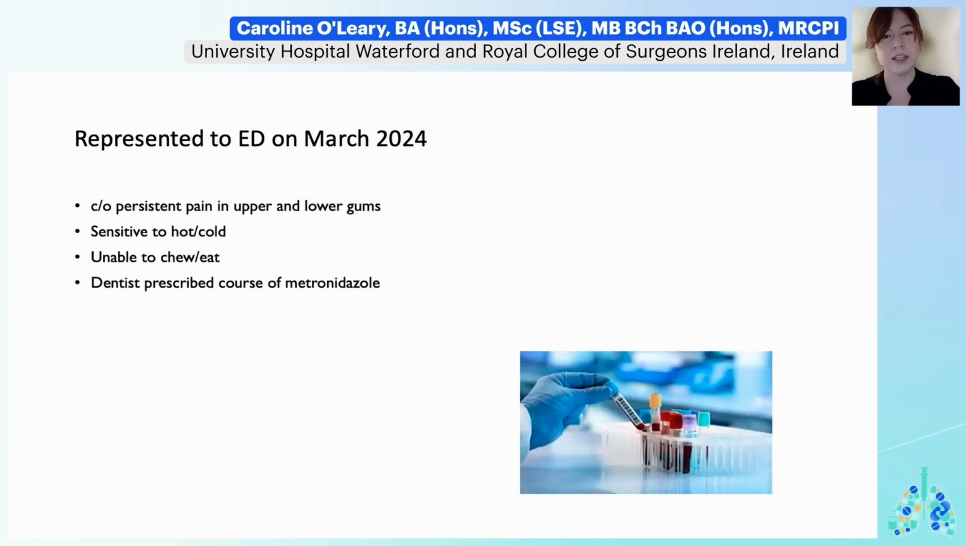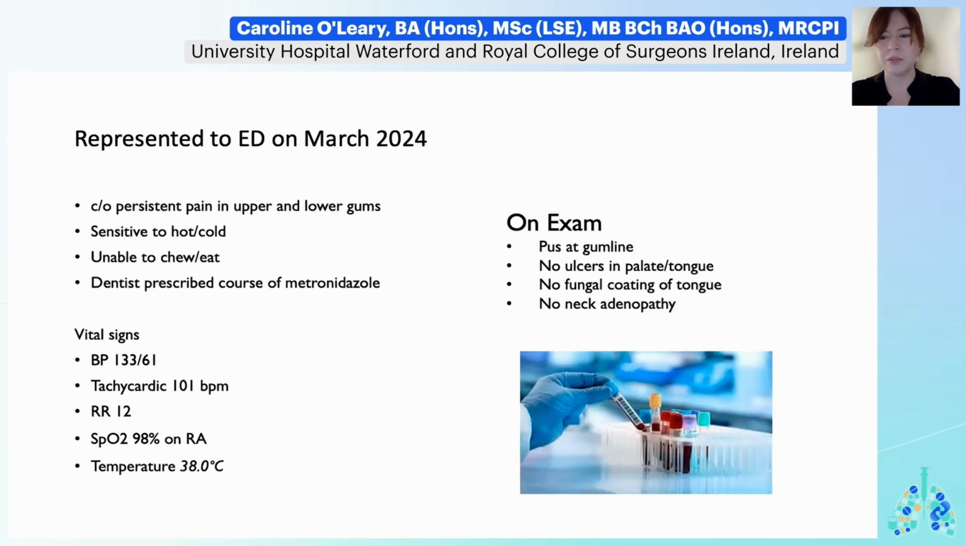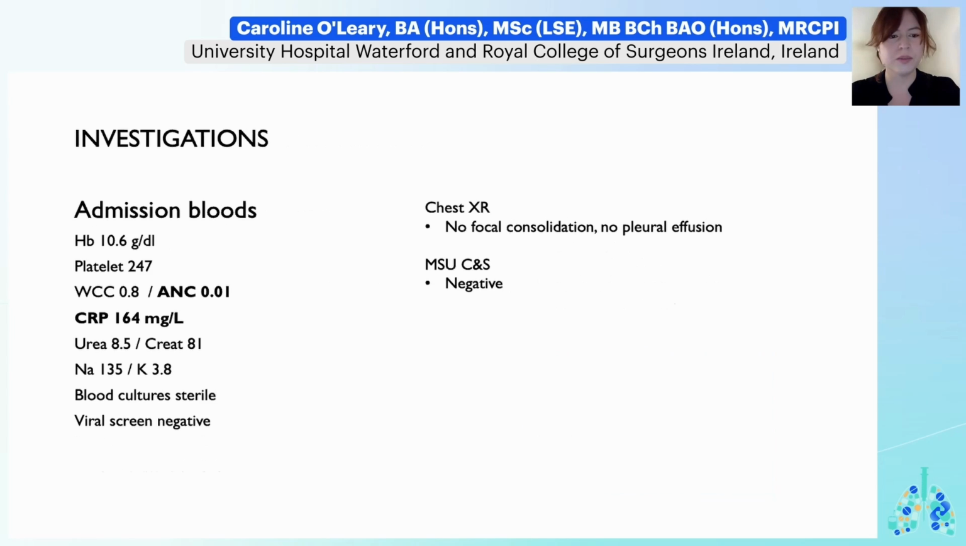So my patient, unfortunately, again presented back into the emergency department in March 24 with persistent pain in his upper and lower gums, which were very sensitive to hot and cold. He couldn't chew, he couldn't eat, and despite a course of antibiotics at home, his vital signs were relatively stable, but his temperature was raised. And on examination, he had pus at his gum line with no obvious other form of cause. On review of his admission bloods, as you note here, he had a raised CRP, but he had an absolute neutrophil count of 0.01, so he was profoundly immunosuppressed. No obvious signs of infection, and no cause of his temperature was found other than his gums and the incredibly low neutrophil counts.